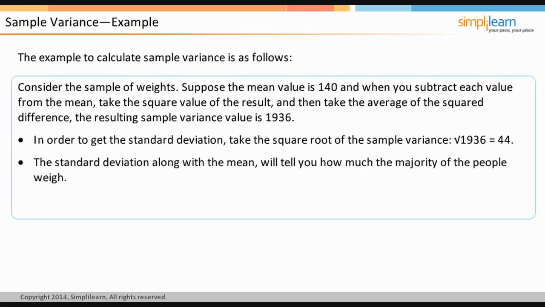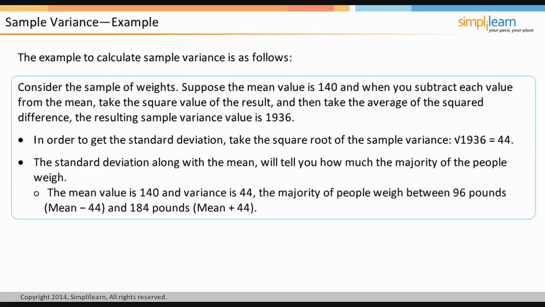The standard deviation, in combination with the mean, will tell you how much the majority of the people weigh. In this example, if your mean is 140 and your standard deviation is 44, you can conclude that the majority of people weigh between 96 pounds, mean minus 44, and 184 pounds, mean plus 44.